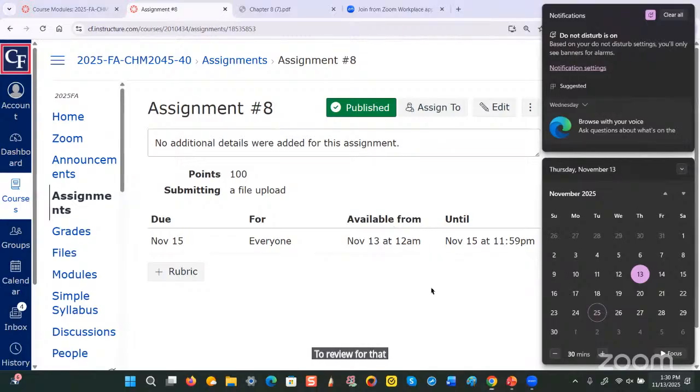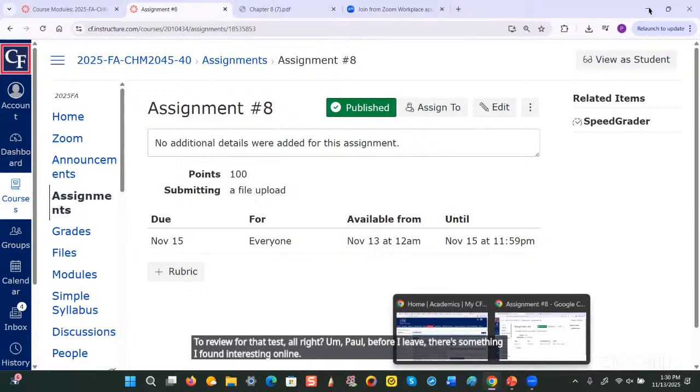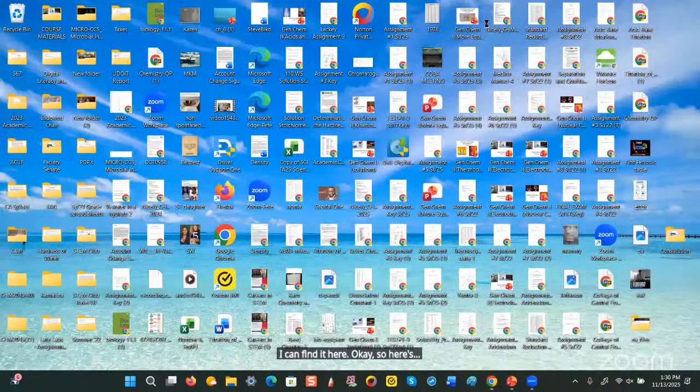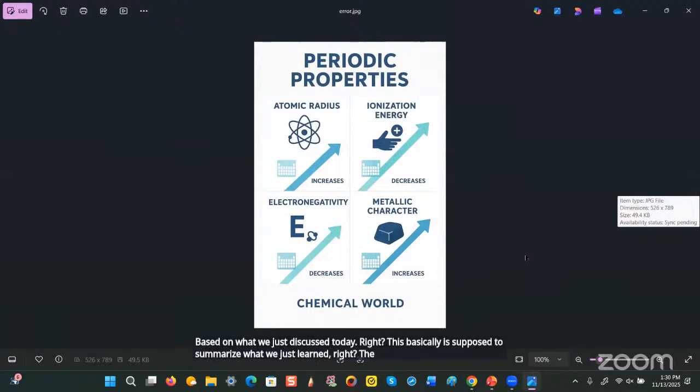Before you leave, there's something I found interesting online as it relates to what we're just discussing. Here's something I found on Facebook, based on what we just discussed today. This basically is supposed to summarize what we just learned: the trends, atomic radius, ionization energy, and so on. But one of them is incorrect. Can you tell me which one is incorrect?